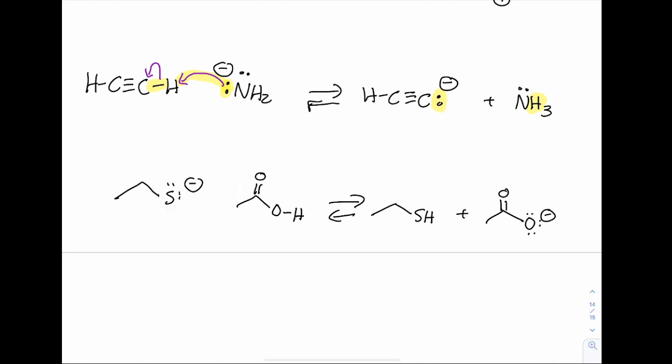So one of these lone pairs is going to grab onto the hydrogen, right? And just the hydrogen, not the electrons. And those electrons are going to go onto oxygen. Now be careful when you draw these too. You want to draw them where they're going and where they're coming from, right?